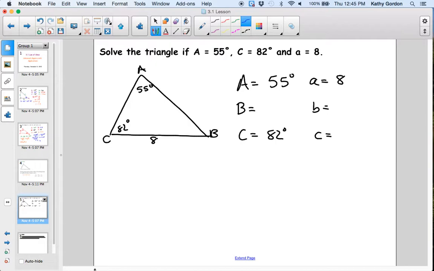Alright, let's see how we're doing. Alfred, what's the first thing you found? I found 8. And how'd you do that? Just did 82 plus 55, and then I subtracted it from 180. So what was 82 plus 55? It was 137. And what's the answer you got when you subtracted? 43. Everybody agree with that? 43 for angle B. Okay. Alright.